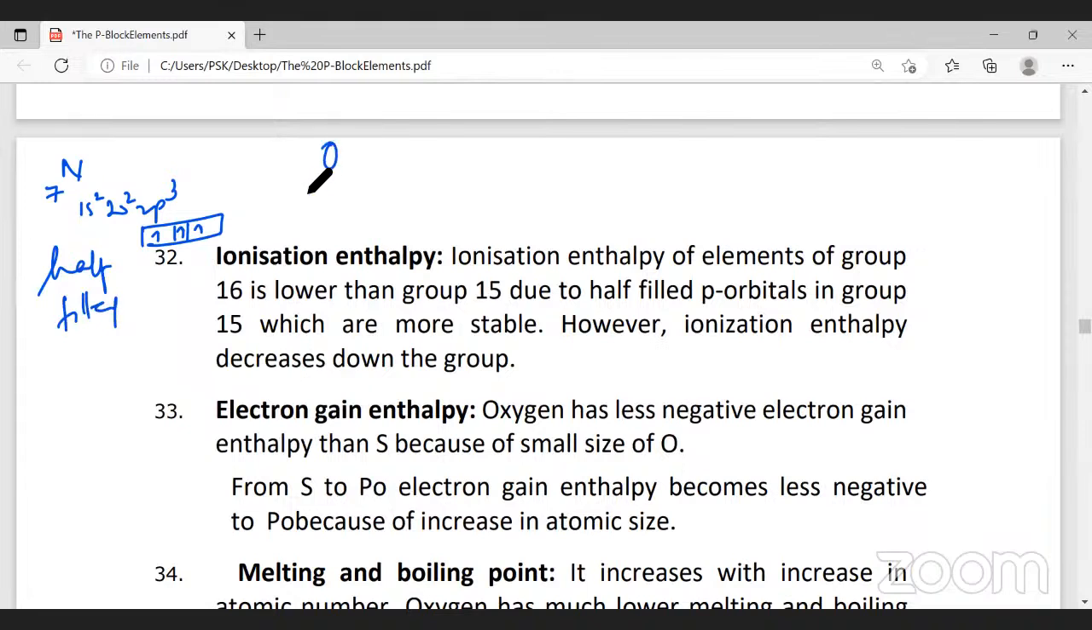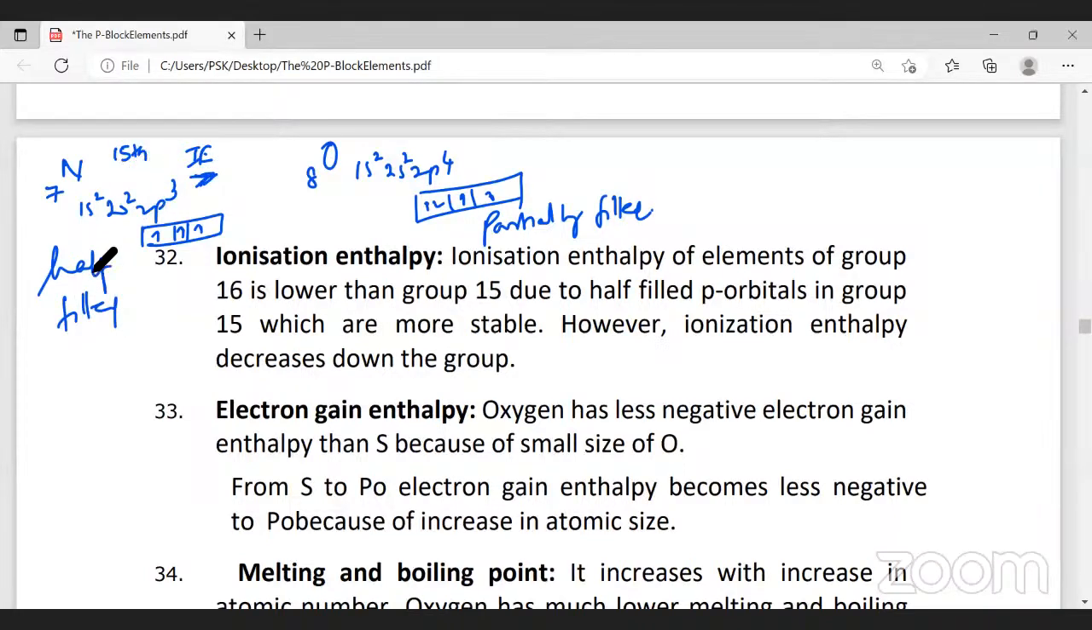But in case of oxygen, atomic number is 8. The electronic configuration is 1s2, 2s2, and 2p4. This is partially filled. So half filled is more stable than partially filled. That means ionization energy of nitrogen is much greater than oxygen because nitrogen is much more stable. Or we can say 15th group elements have more ionization energy compared to the 16th group elements because all the 15th group elements will have half-filled electronic configuration.